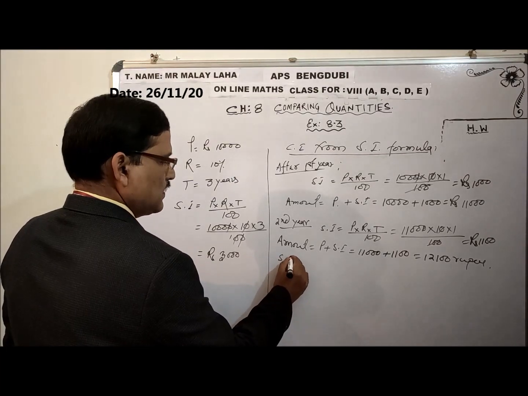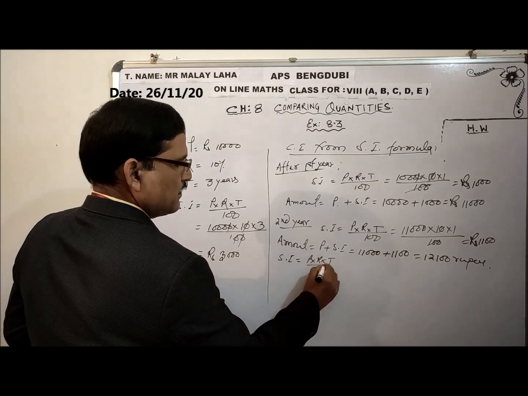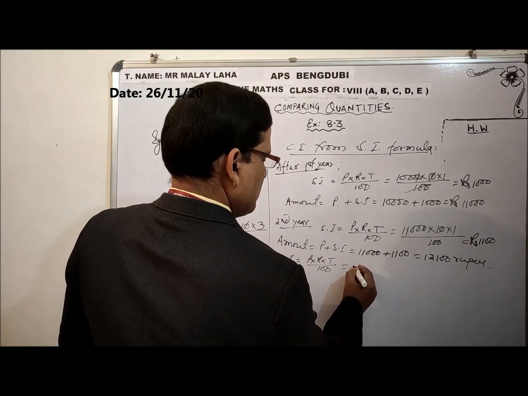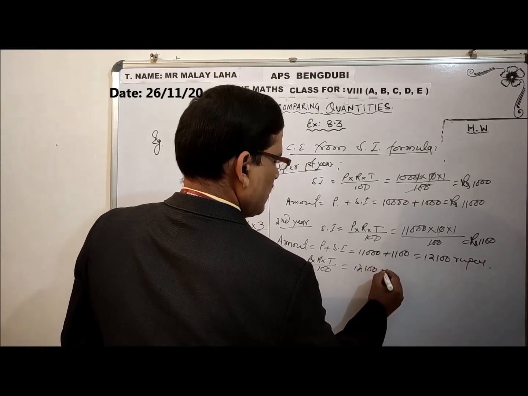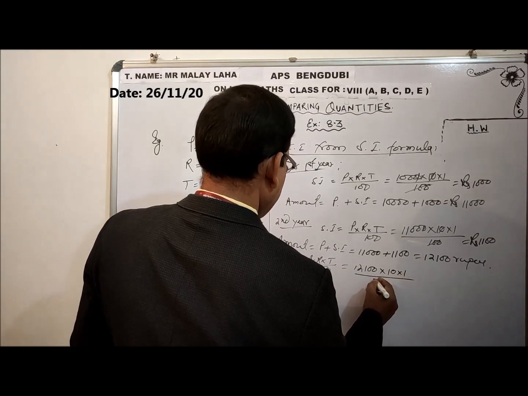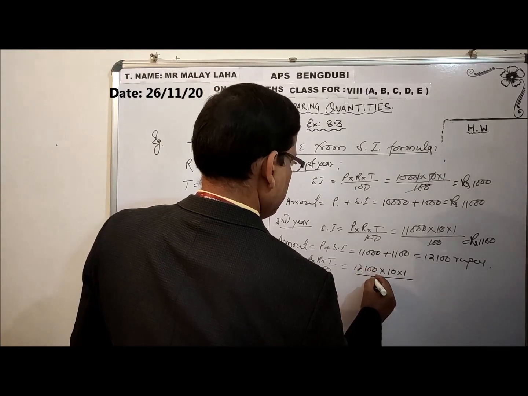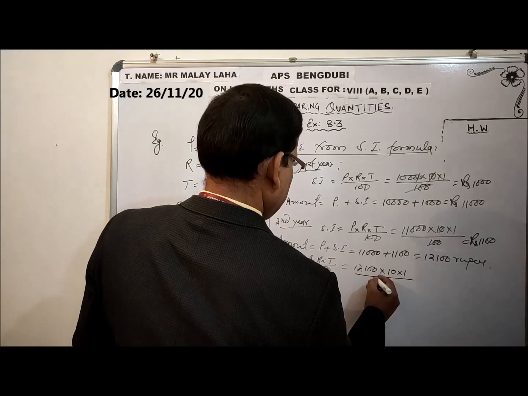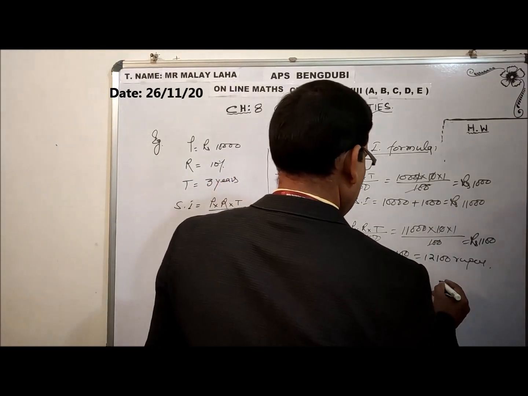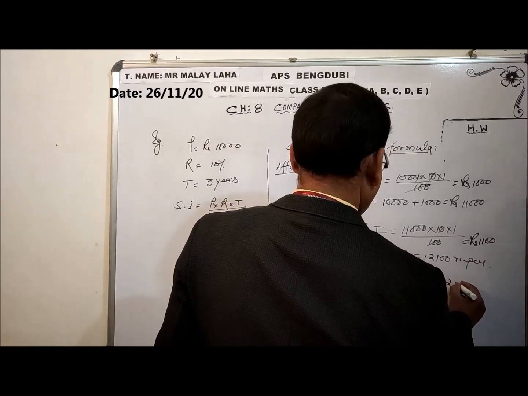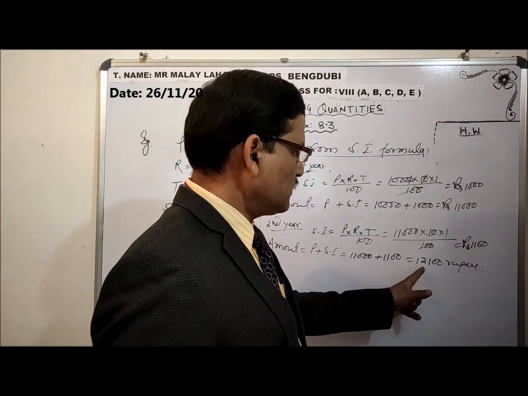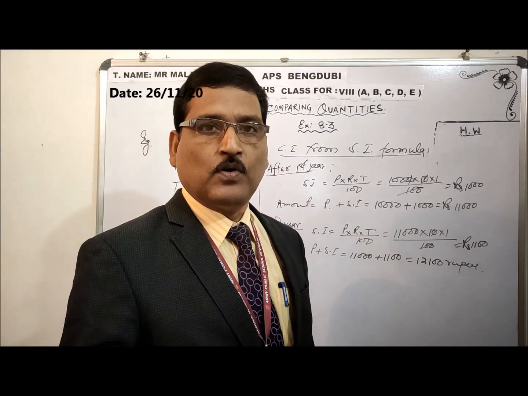Now SI equals PRT by 100. P is 12,100 into R, which is 10%. Time period is always 1. After the second year, I am getting the amount for SI. So then 100, this cut, it is coming rupees 1,210. So again I am earning a little more, interest on interest. This 12,100 will be the principal for the third year.